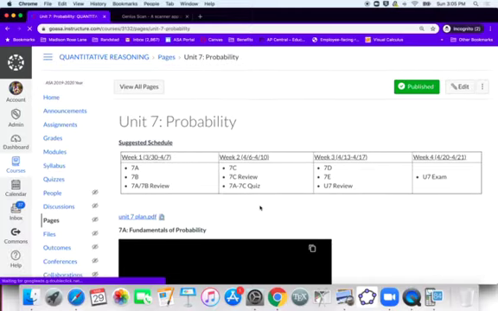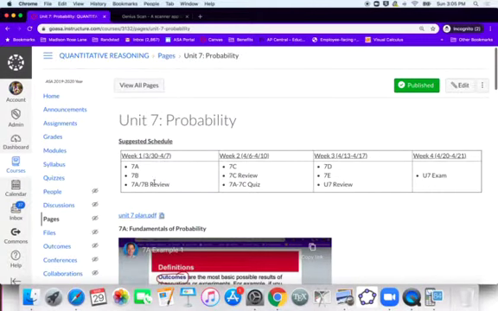Basically, you're going to do 2 more units, Unit 7 and Unit 8. Up here is a suggested schedule. We're going to have things due a week at a time, so it'll always be due on Sunday. So week 1 is going to be 7A, 7B, and the 7AB review.